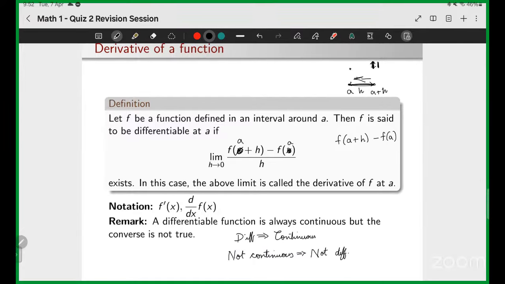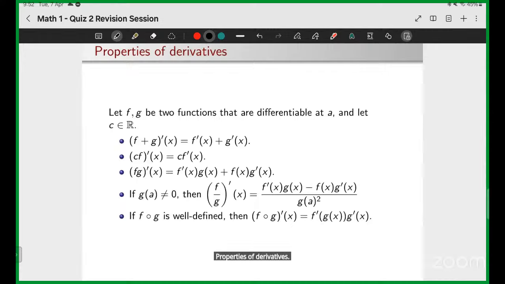Properties of derivatives. Sum and scalar multiple properties are straightforward, in the sense that the derivative of the sum function is the sum of the derivative functions, and the scalar multiple also just comes out. But for product and quotient, you have a different formulation. But by now, I think you have seen enough of the rules of differentiation that you know this: f prime x g x plus f g prime. And the quotient rule.